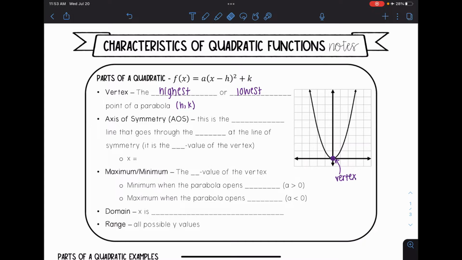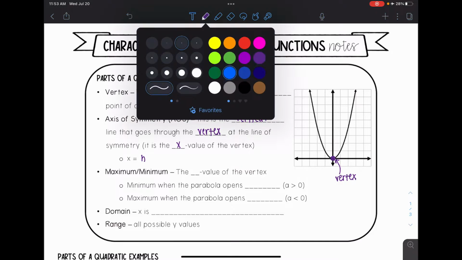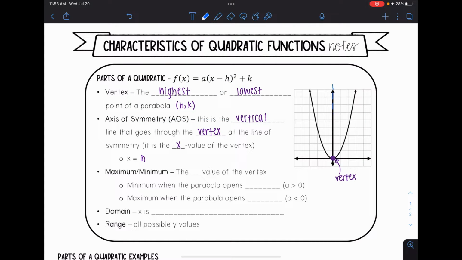And then I have something called the axis of symmetry, or AOS for short. This is the vertical line that goes through the vertex, the line of symmetry. In other words, it is the x value of the vertex. And since the x value of the vertex is always h, that means my axis of symmetry is just going to be x equals h. So here, my axis of symmetry would be this vertical line right here, the vertical line that goes through the vertex.